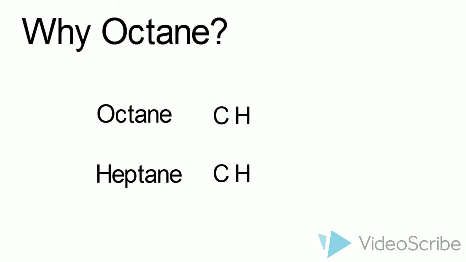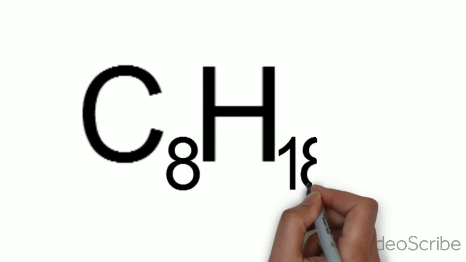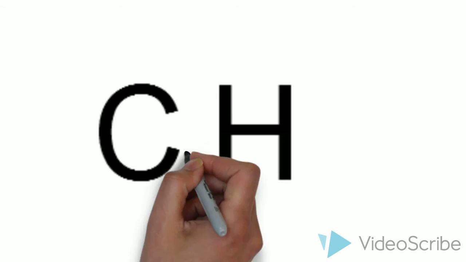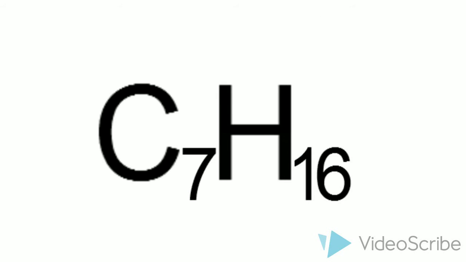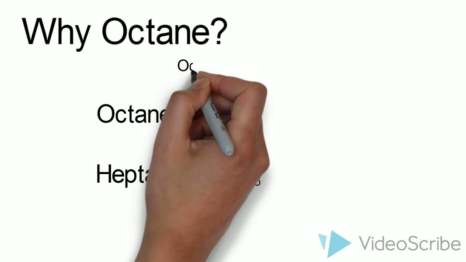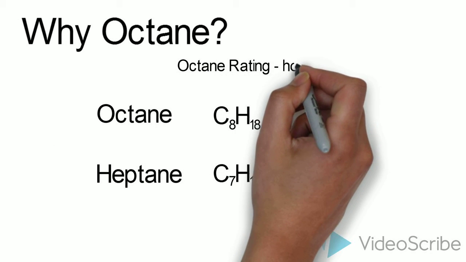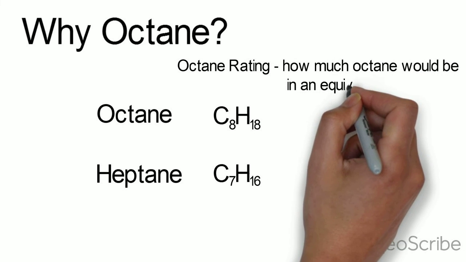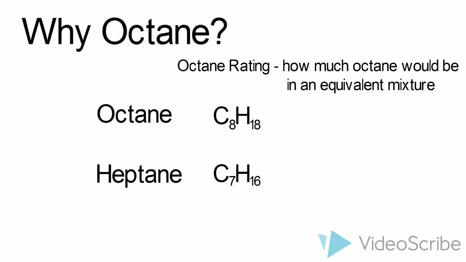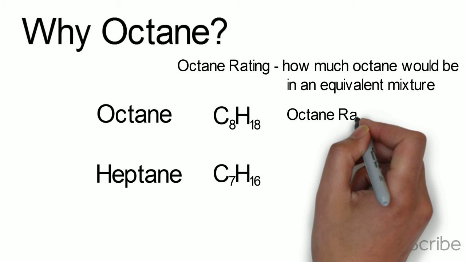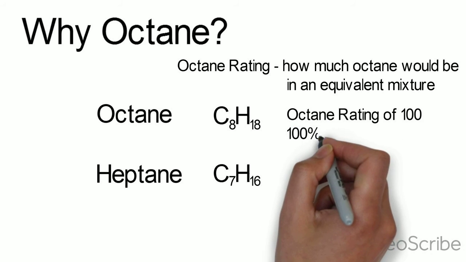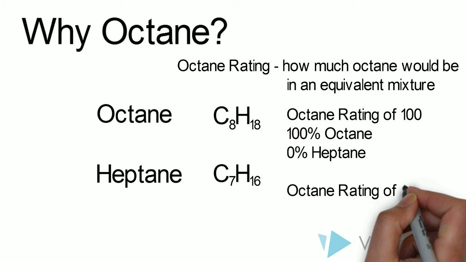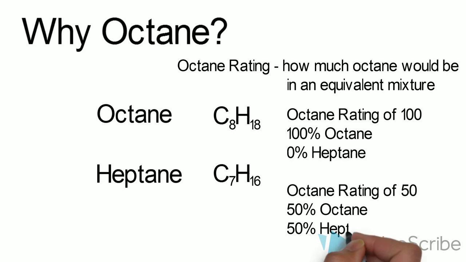Octane is an alkane with the formula of C8H18 and is a common component of gasoline. Heptane is another common alkane in gasoline with the formula of C7H16. The octane rating is simply a measure of how much octane would be in an octane-heptane mixture to produce the same results as a gasoline. An octane rating of 100 would have the same properties as a combination of 100% octane and 0% heptane. An octane rating of 50 would have an equal amount of octane and heptane.